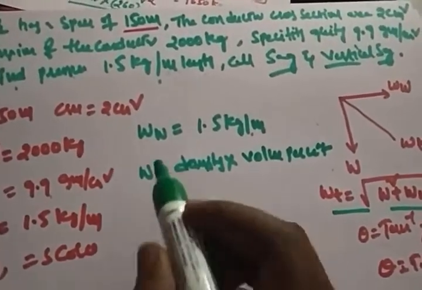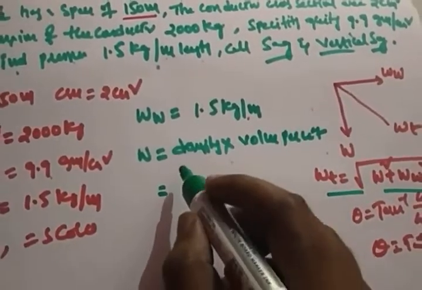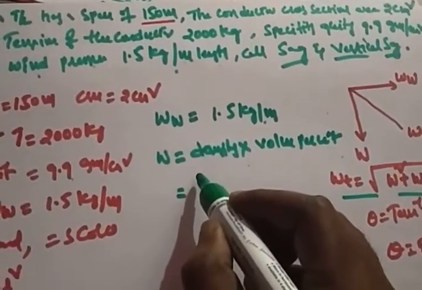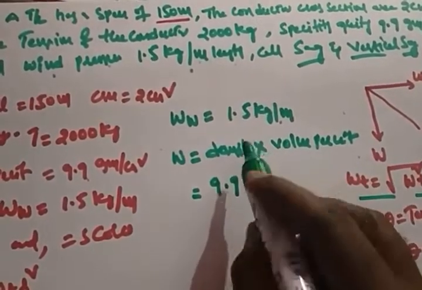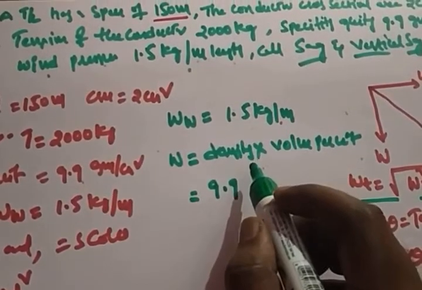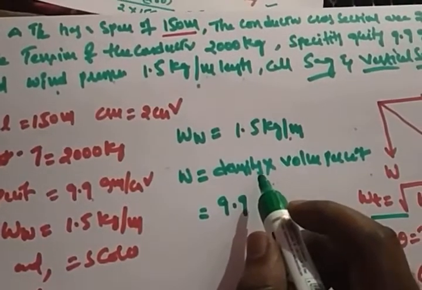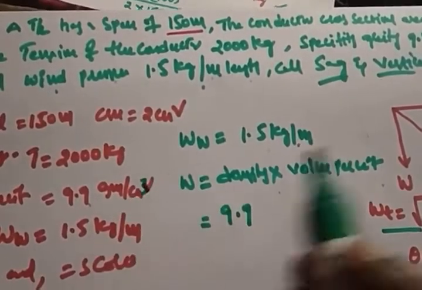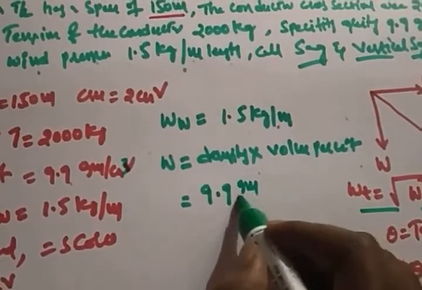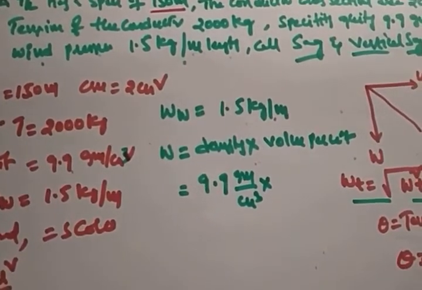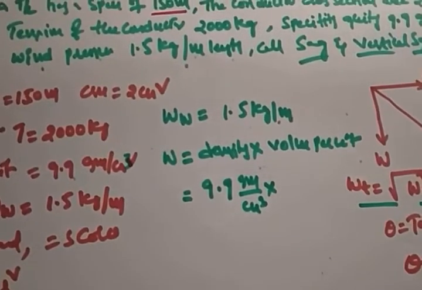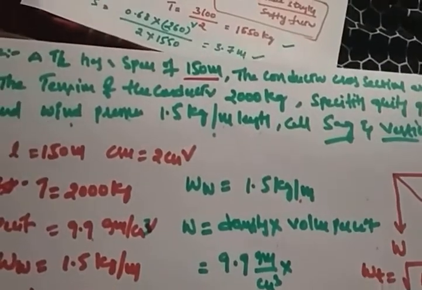Right? So what is the density? Density is nothing but specific gravity. So how much specific gravity is given? Specific gravity is 9.9 gram per centimeter cube. So, gram per centimeter cube into what is the volume? What is the volume per unit length? So what is the volume given?